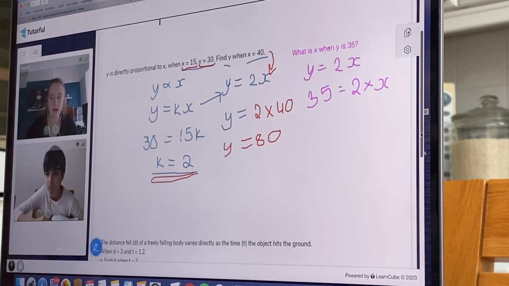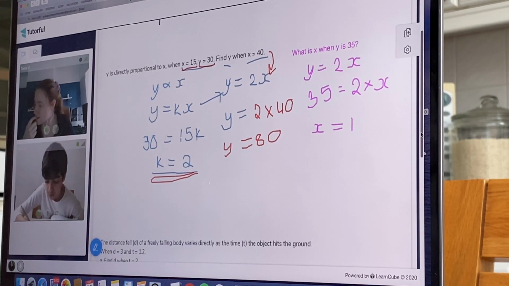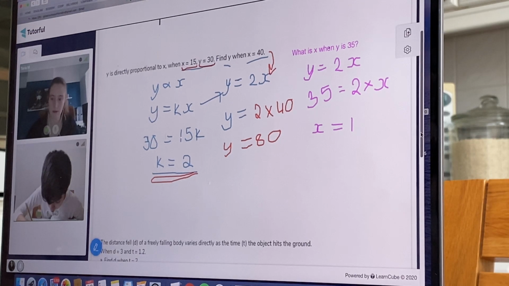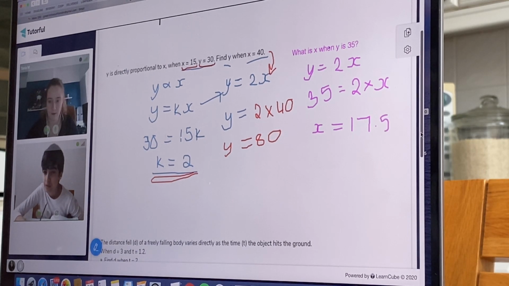So then, to rearrange this to get x equals, we need to do the opposite. It's being multiplied on this side, so you need to divide both sides. So what's x going to be? We will divide 35 by 2. X will be equal to 35 divided by 2, which is 17.5.